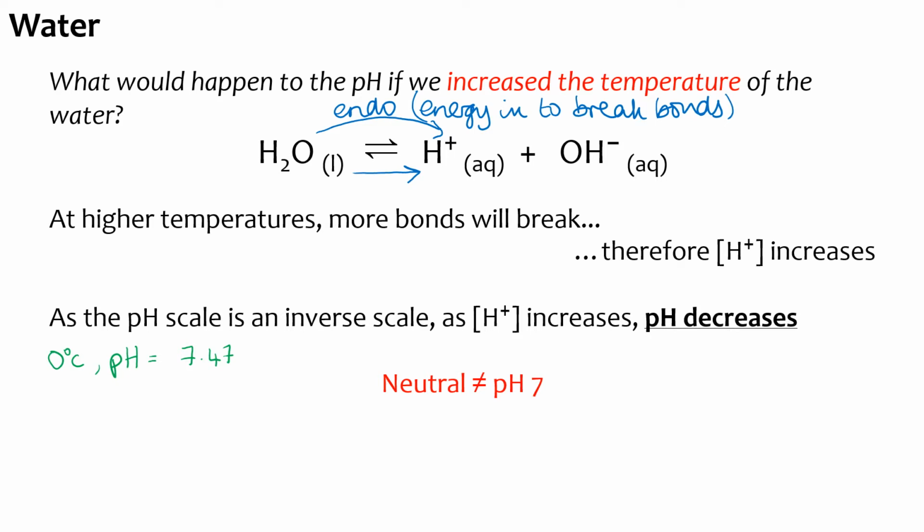And this leads us to this fact of neutral does not equal pH 7. That's not the definition of something being neutral. The definition of neutral is that the concentration of H+ equals the concentration of OH-. And that is always going to be true for pure water. So pure water is always neutral, and that's because one water molecule breaks apart into one H+ and one OH-, and therefore you're always going to have the same number of H+ and OH-, and the concentrations will be equal.